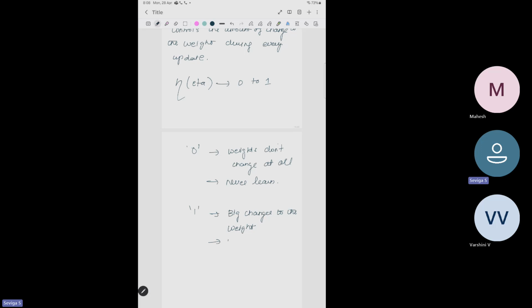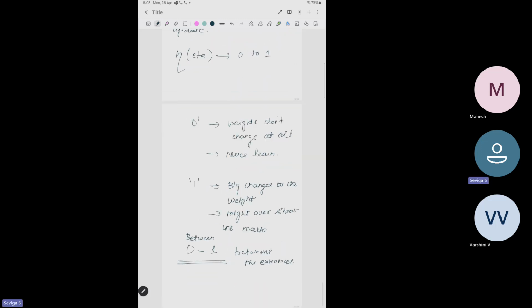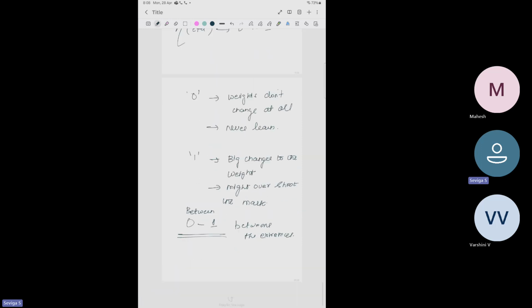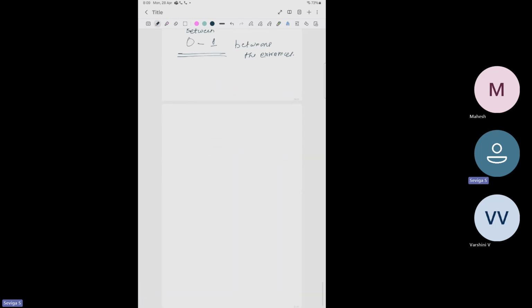And might overshoot the mark. So we usually set the learning rate between 0 to 1. Between the extremes, we have to set the rate. Previously we saw the weight update with the pictorial representation. Now we will see how we can do that with the learning rate.